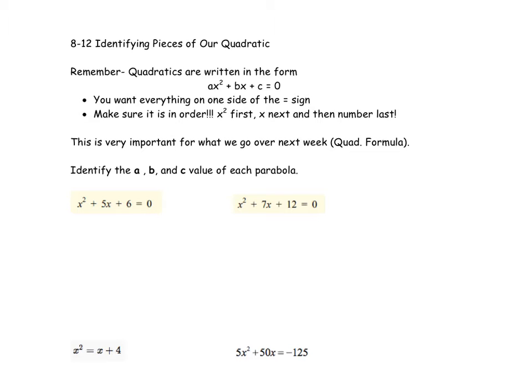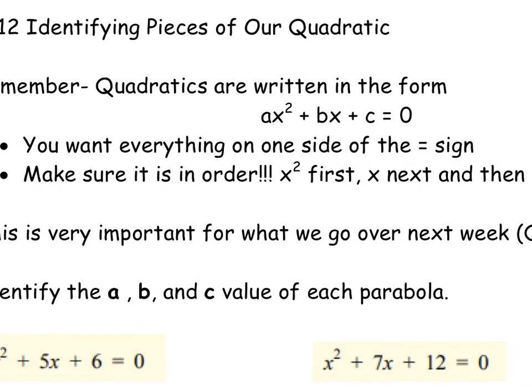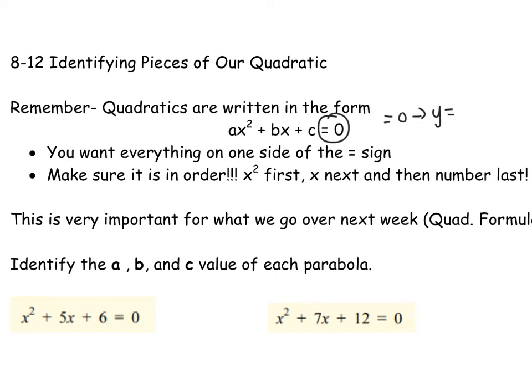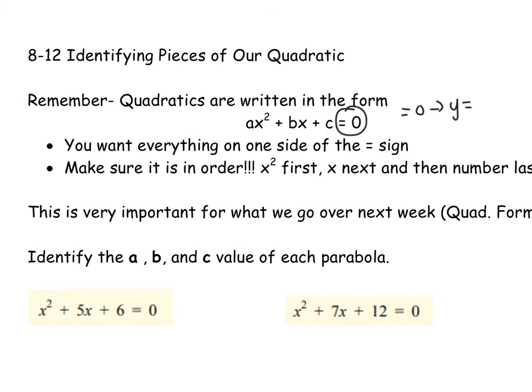Just giving you a heads up, this lesson we are just identifying our A, B, and our C values. So before we even dive into it, remember quadratics are always written in this form: ax squared plus bx plus c equals 0. And it always has to be equal to 0. The reason why it has to be equal to 0 is because in math, equals 0 is another way of saying y equals, which basically means we can type it into our graphing calculator, or we can type it into Desmos, or any of that stuff.